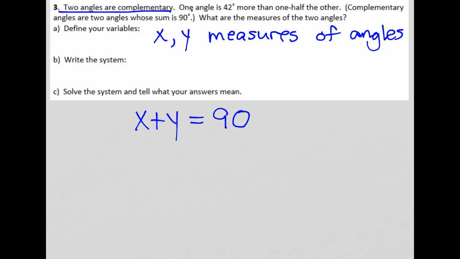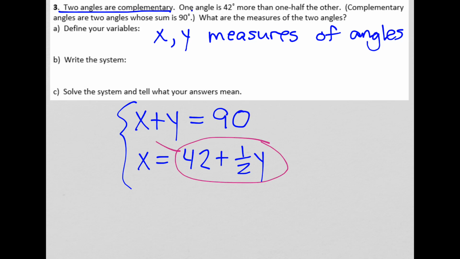One of them is 42 more. So one of the angles, let's just pick X, equals 42 more than half of the measure of the other angle. Okay? Hey, look. I have a system of equations. I have an isolated variable. I can solve that thing and figure out the measures of both angles. Remember, you're trying to find out 2 angles who add up to 90 based on this set of criteria. So solve that one by substitution, and good luck.